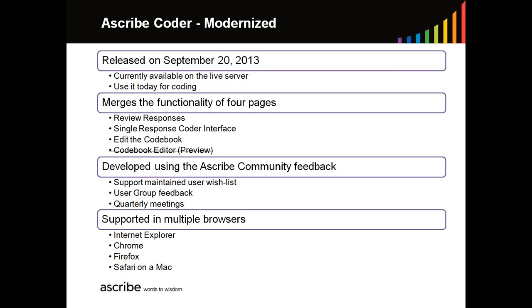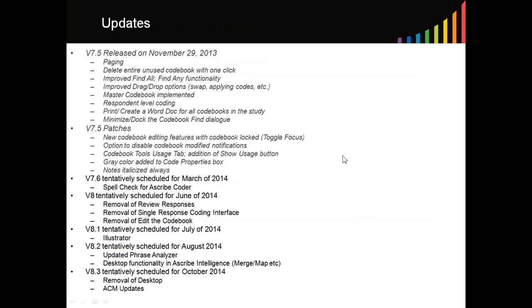Also, Ascribe Coder was written to be supported in multiple browsers. Internet Explorer wasn't doing everything we needed it to do, and more people were using Google Chrome, Firefox, and Safari. So we had to step Ascribe into the arena where it could be multiple browser compatible. And that's, again, one of the reasons for the rewrite of review responses, single response coder interface, and edit the codebook into Ascribe Coder.